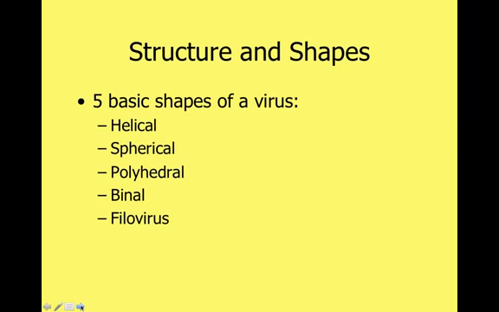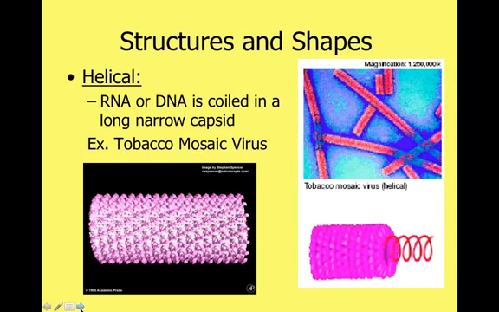But there are five basic shapes of a virus, and those five basic shapes are right here. You're going to write those down: helical, spherical, polyhedral, binal, and lastly filovirus. So you're going to write those down right there at the top of that next list. So let's go into each one.